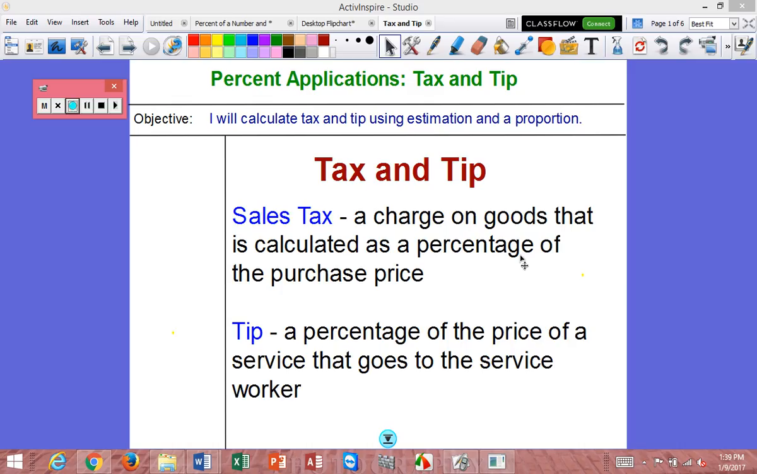I'm sure you've all heard of tax and tip before. You see this a lot anytime you're shopping, or eating at a restaurant, or going to a salon. Sales tax is just a charge on the goods that you're purchasing, and it's a percentage of the purchase price. You've noticed that anytime you buy something, sales tax is added on. A tip is a percentage of the price of a service that goes to the service worker. When you go to a restaurant, whoever is paying leaves a tip for the waiter or waitress, and that is based on a percentage of the total bill.